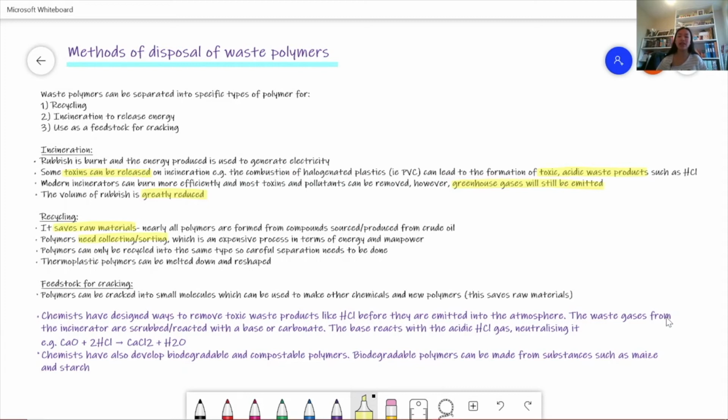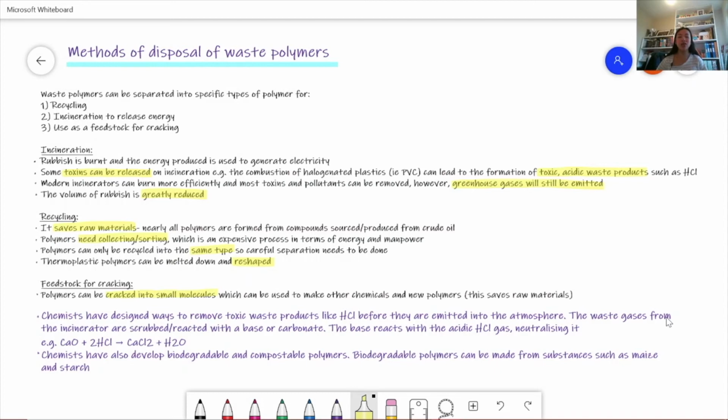Polymers can only be recycled into the same type, and so careful separation needs to be done. And this leads into the expensive process in terms of energy and manpower again. And thermoplastic polymers can be melted down and reshaped, which is a good thing because we can make different things. And then finally, looking at feedstock for cracking, polymers can be cracked into small molecules which can be used to make other chemicals and new polymers. So this saves raw materials.